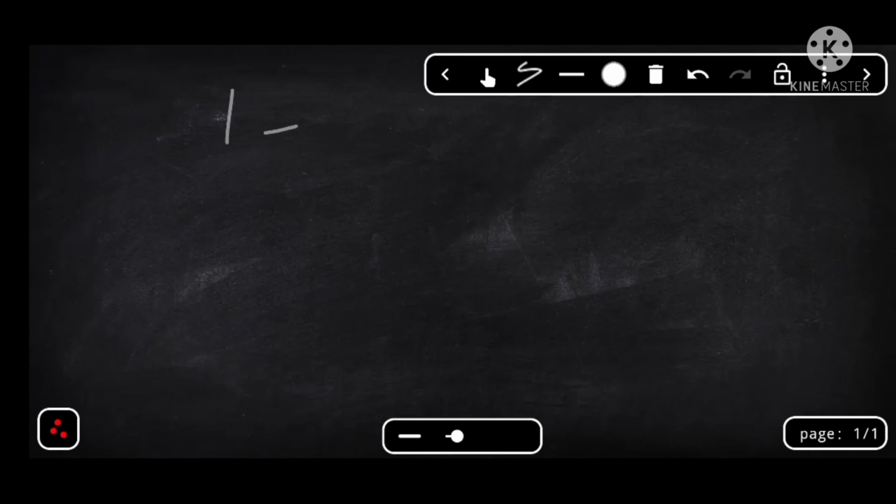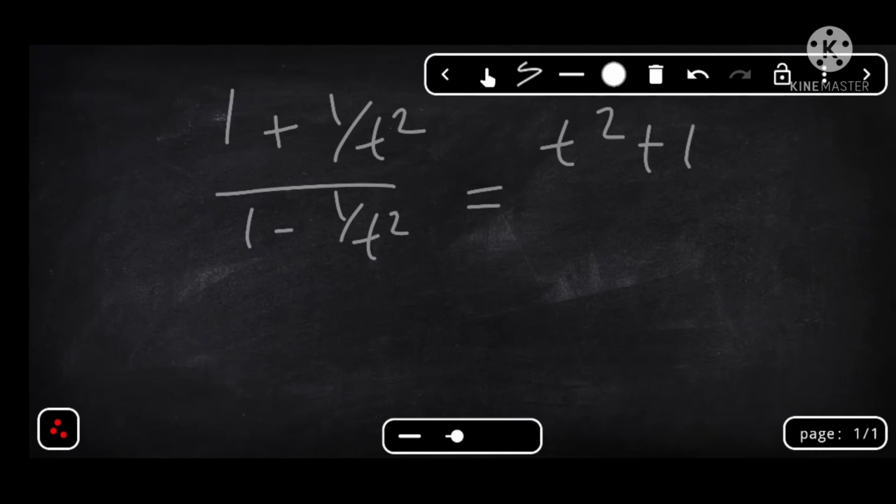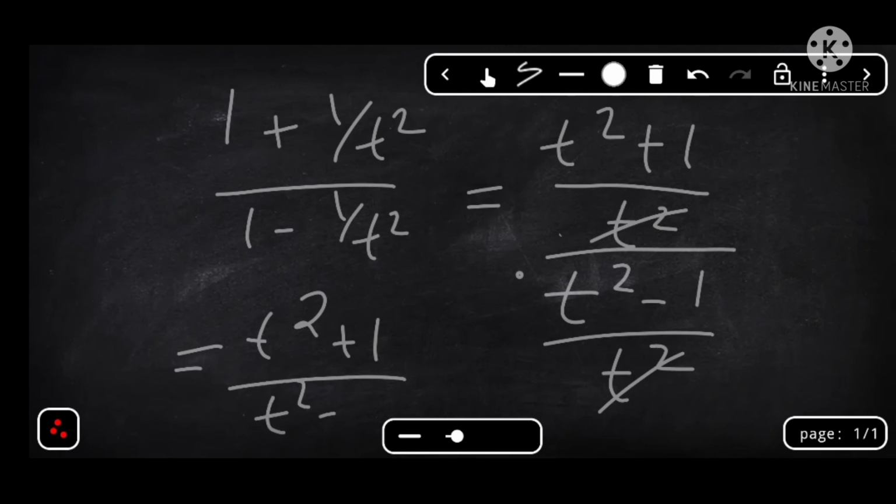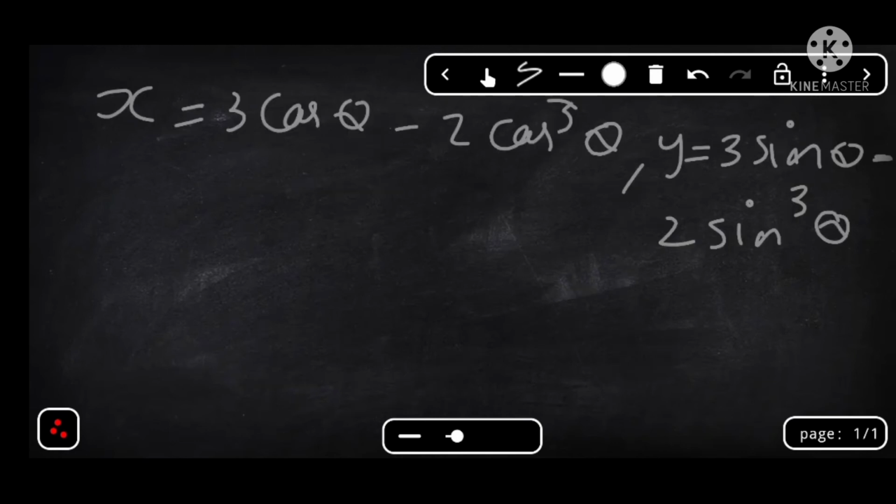So 1 plus 1 by t square divided by 1 minus 1 by t square, that is t square plus 1 by t square divided by t square minus 1 by t square. So this one and this one will get cancelled. So our final answer will be t square plus 1 by t square minus 1. Okay, so this is our next problem.